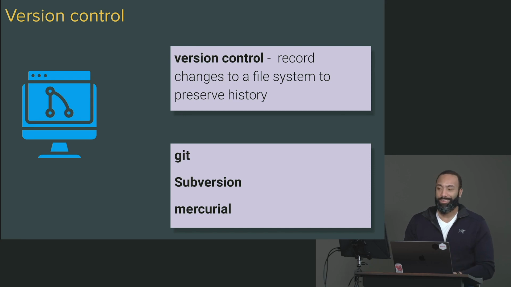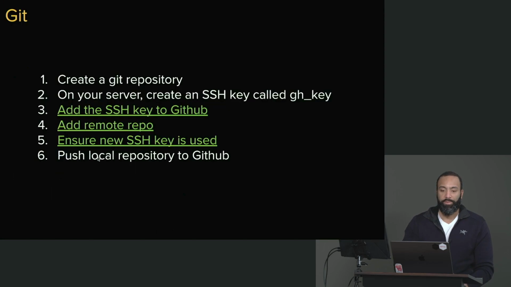So for the exercise, when we left off, it was to create a Git repository on GitHub. On your server, create an SSH key called gh_key. Then add that SSH key to GitHub, add a remote repo to your server, make sure you're using that key, and push your local repository to GitHub. The reason we're doing that is so we don't have to do all of our coding on the server anymore.